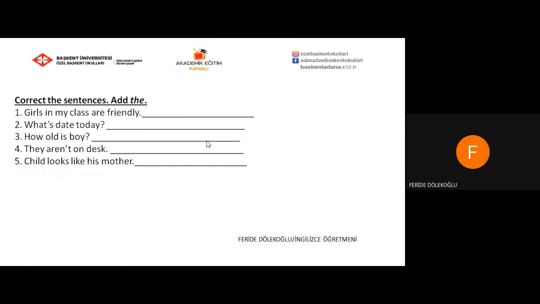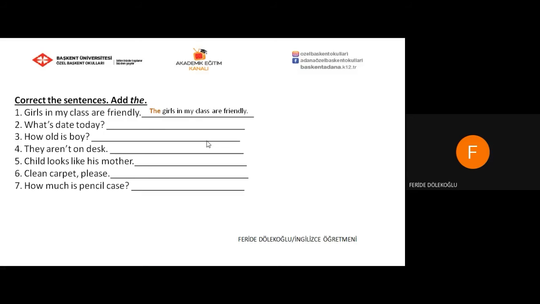These are the sentences. Look at the first one. Girls in my class are friendly. How can we correct this sentence? The correct answer is: the girls in my class are friendly. Second one, what is date today? What is the date today? How old is boy? It is clear that I'm talking about a specific boy, so the correct answer is: how old is the boy?